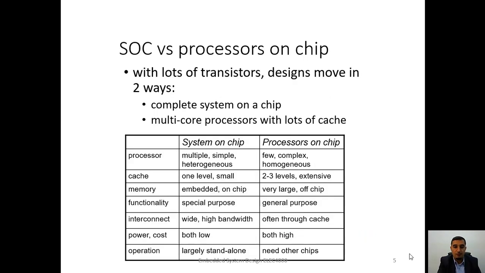Okay. Now, system on chip versus processor on chip. With lots of transistors, designers move in two ways: a complete system on a chip, or multi-core processors with lots of cache. Up to a certain point, we found that the chip can hold more and more transistors. So what to do with these transistors?